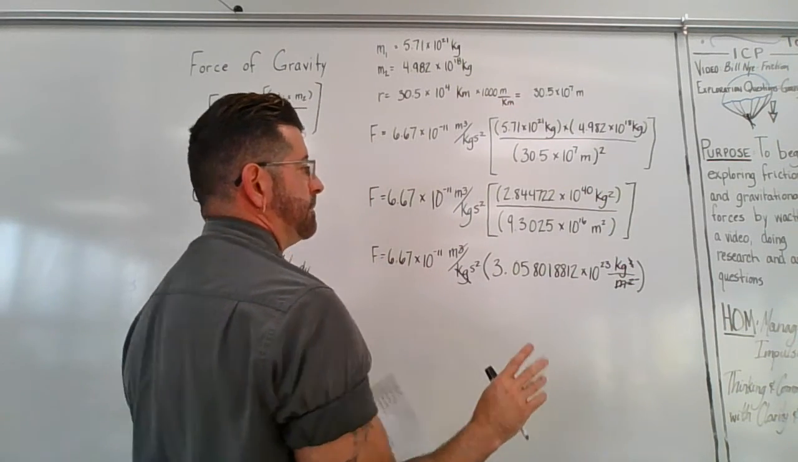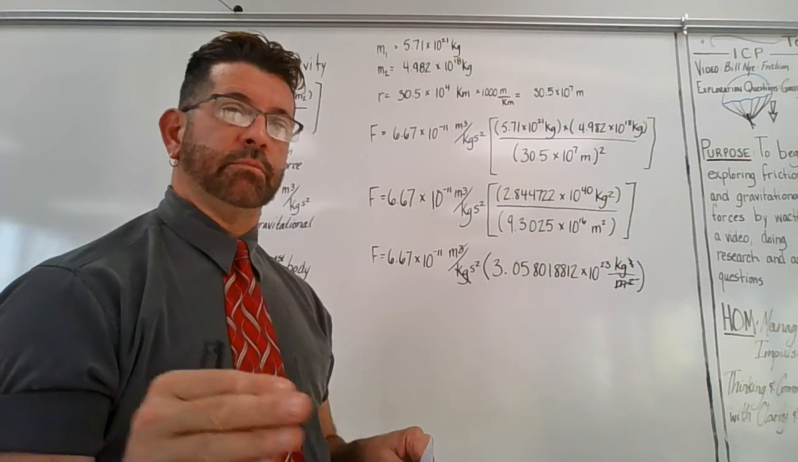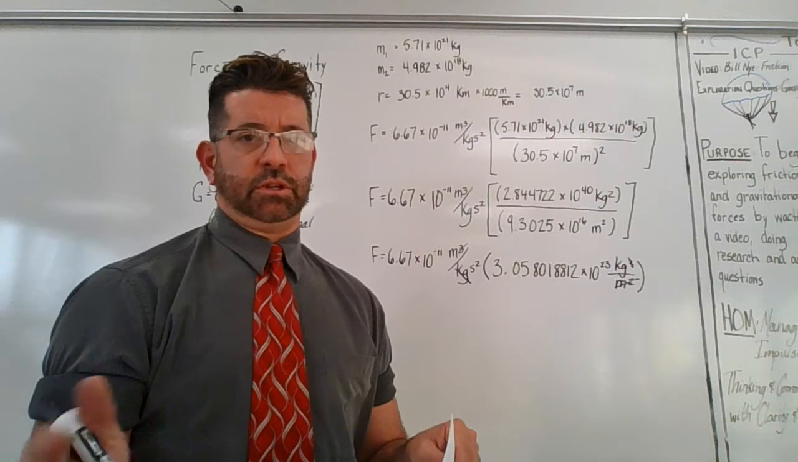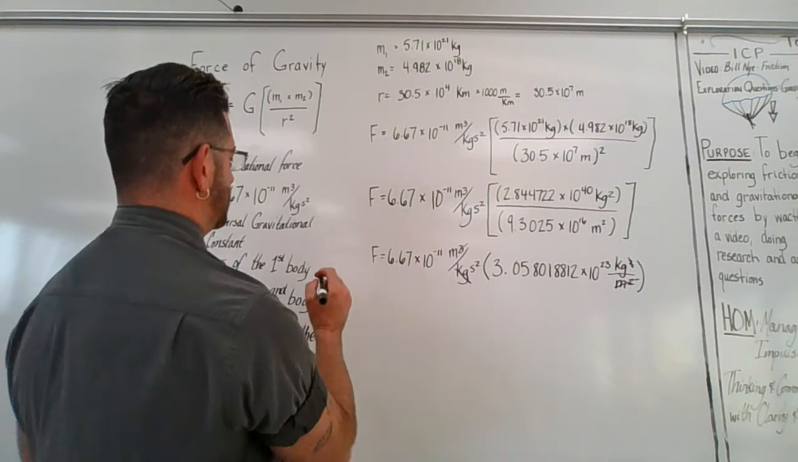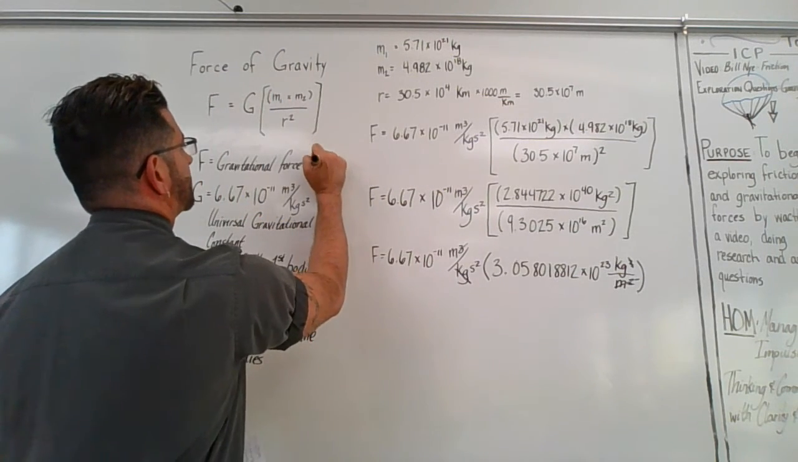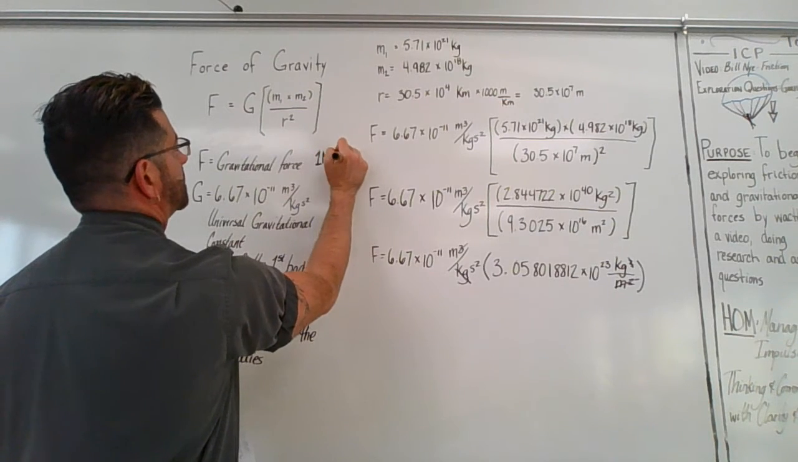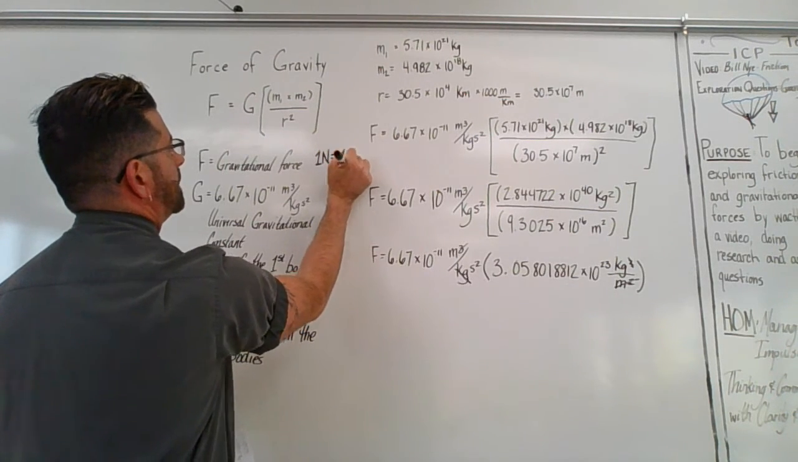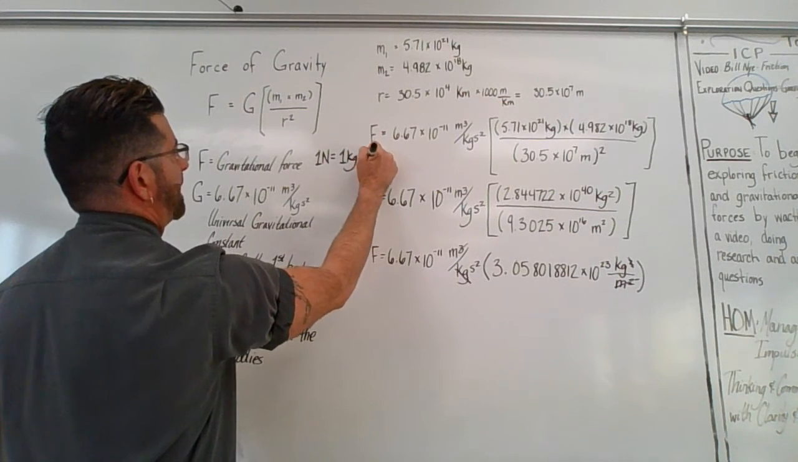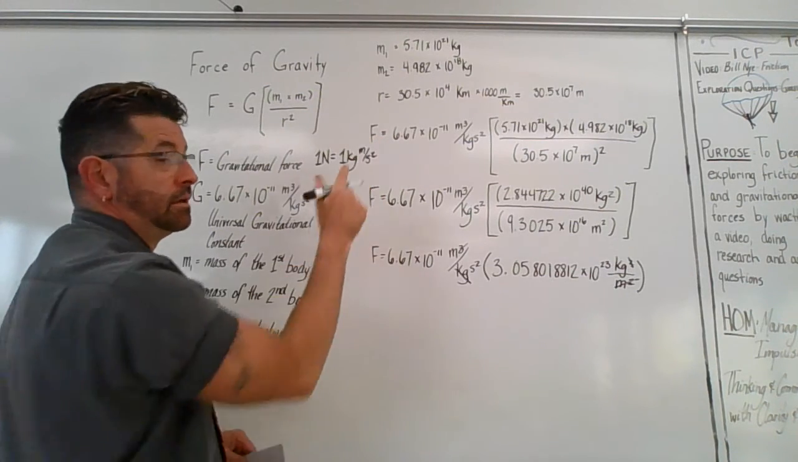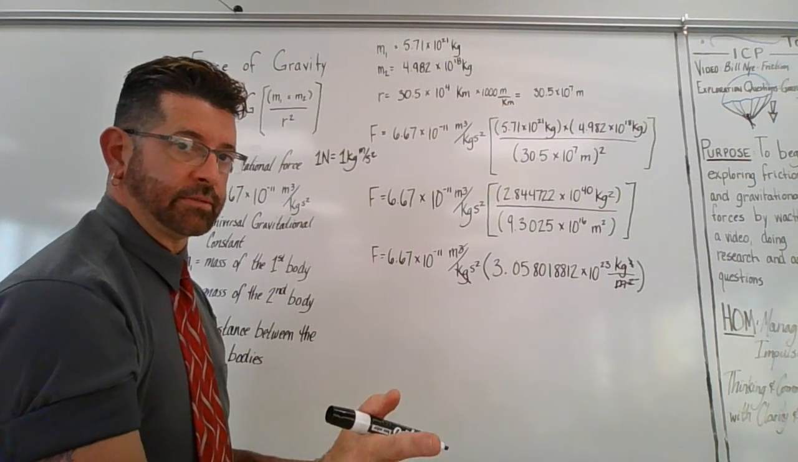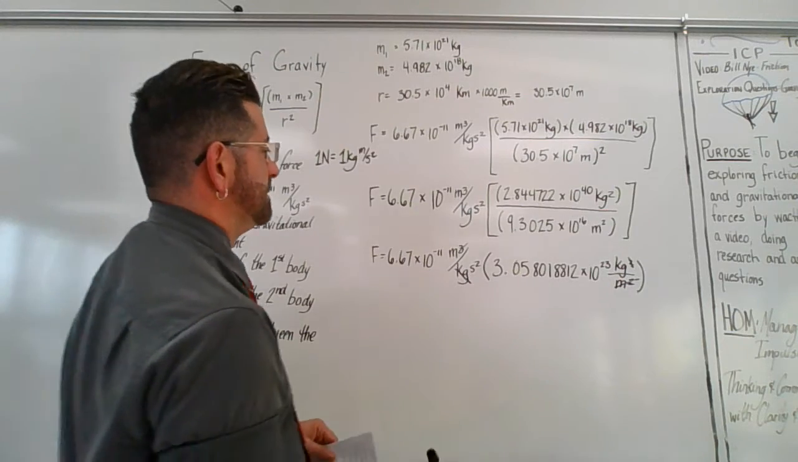Is that the right unit? You better believe it, because it's kilograms, meters, seconds squared, which is equal to 1 Newton. Remember, 1 Newton of force is equal to 1 kilogram meter per second squared, or the mass times the acceleration. Ta-da, mass times acceleration. Easy peasy.